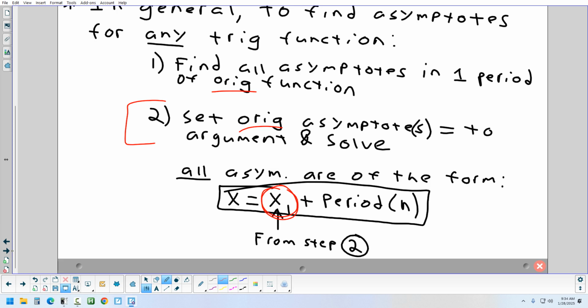Okay, so now they're going to ask us the same kind of things they always do. I'll give you a tangent or cotangent or secant, and I'll say find the domain, range, period, and asymptotes. We didn't have asymptotes with sine and cosine. Now we do.